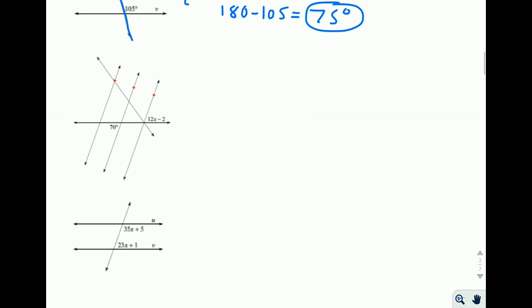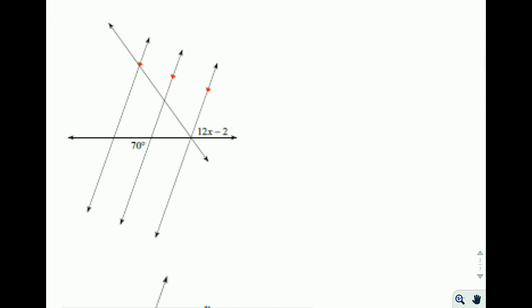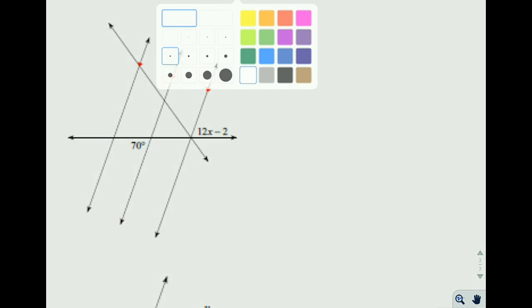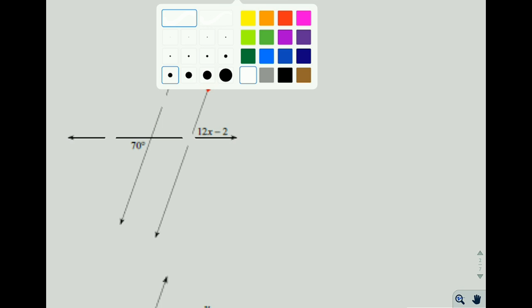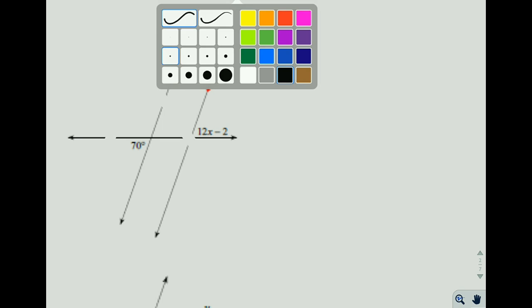Next problem, we have a bunch of extra stuff going on here, and I find it confusing when there's too much stuff on the screen, so I'm going to get rid of some of it. I see that I have an extra line right there, so I'm going to erase that one. And I have another irrelevant line going over this way, so I'm going to get rid of that one. Now that I've simplified my picture, I'm going to go ahead and try to solve it.